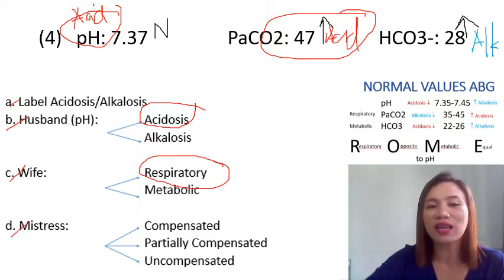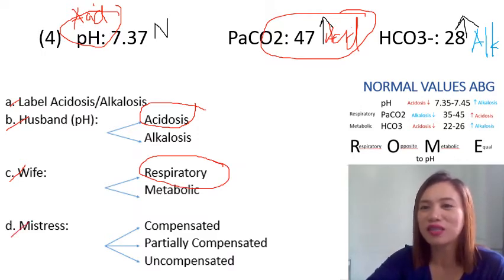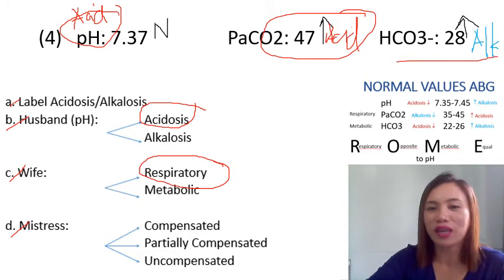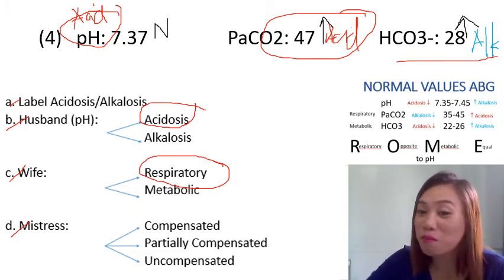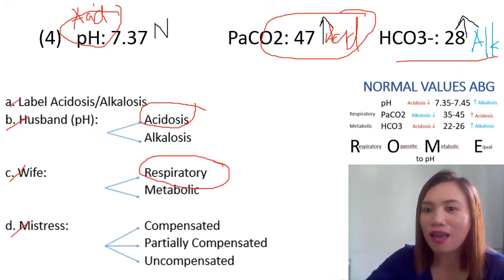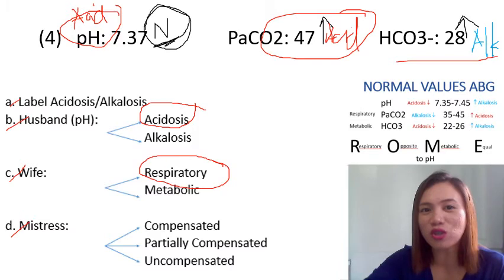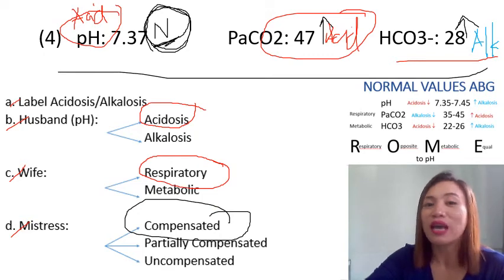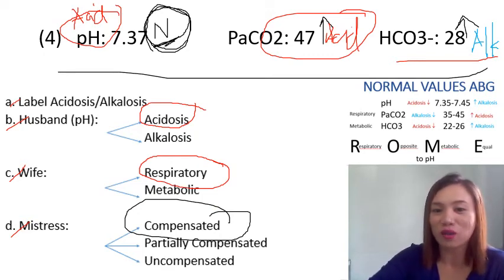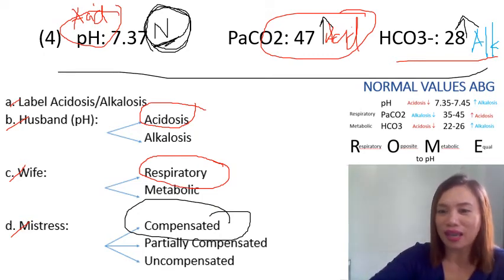Now the mistress, let's see. The mistress is your bicarbonate. The question is, is it compensated? Yes, because the pH is normal. Therefore, it's compensated. This result is respiratory acidosis compensated.